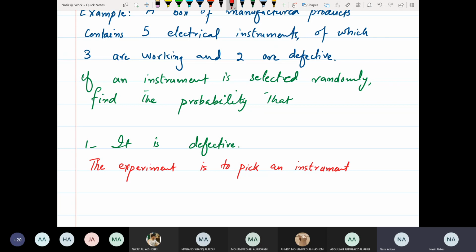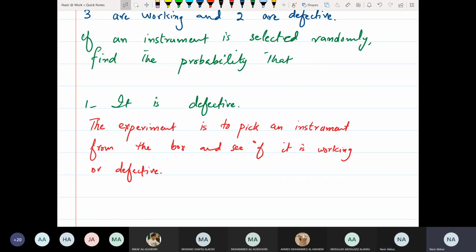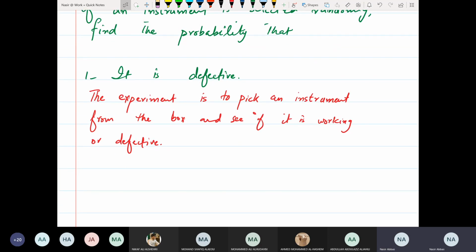The experiment is to pick an instrument from the box and see if it is working or defective. What is your sample space? Sample space is a set of all possible outcomes of your random experiment. So in a sense, your sample space is working, working, working, defective, and defective.